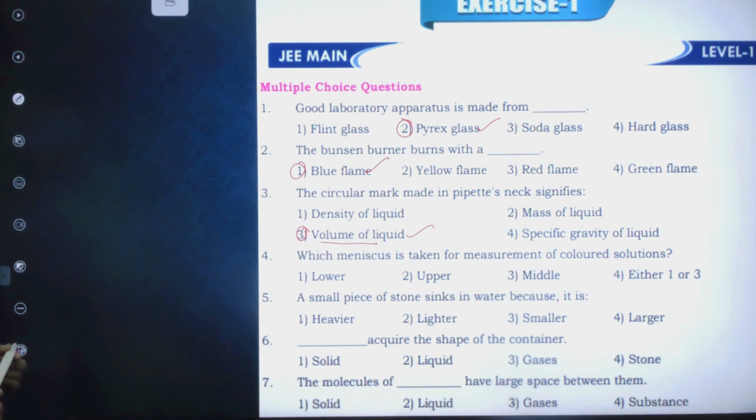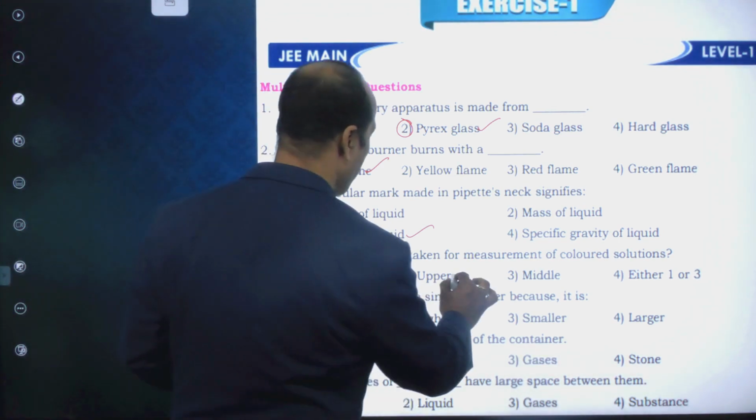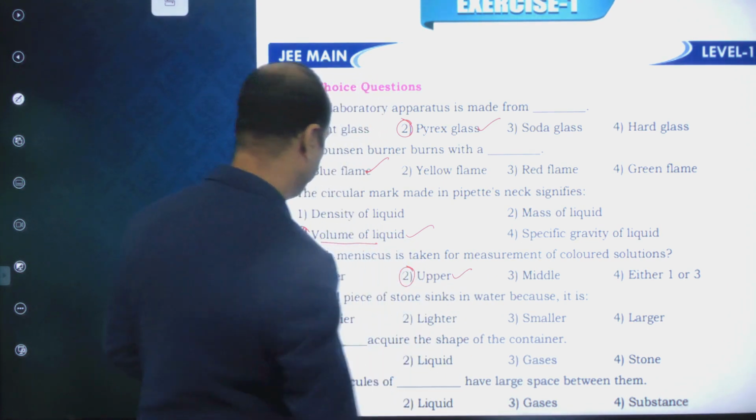Which meniscus is taken for measurement of the colored solution? Generally, we take the upper meniscus, students, for this one.